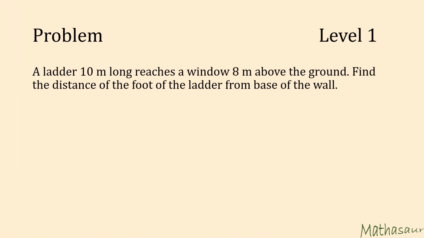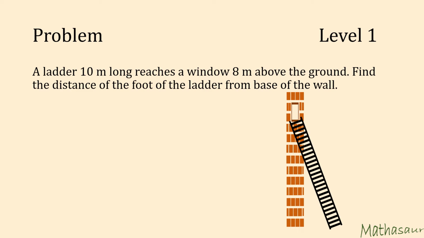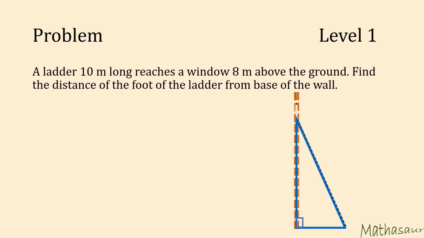A ladder 10 meters long reaches a window 8 meters above the ground. Find the distance of the foot of the ladder from the base of the wall. So we have a window and we have a ladder. Now let us look at this diagram sideways. We see that it is forming a right angle triangle. The hypotenuse is 10 meters and the height or perpendicular side is equal to 8 meters. And we have to find the length of the base.